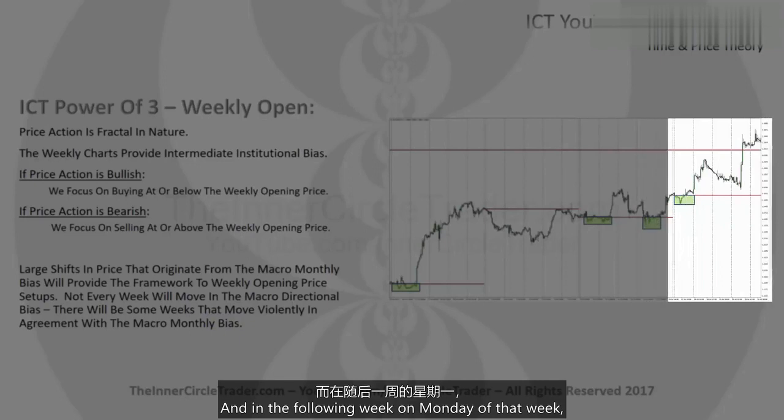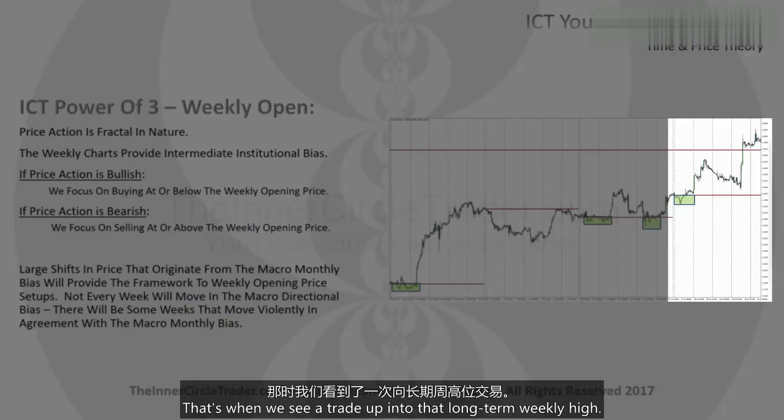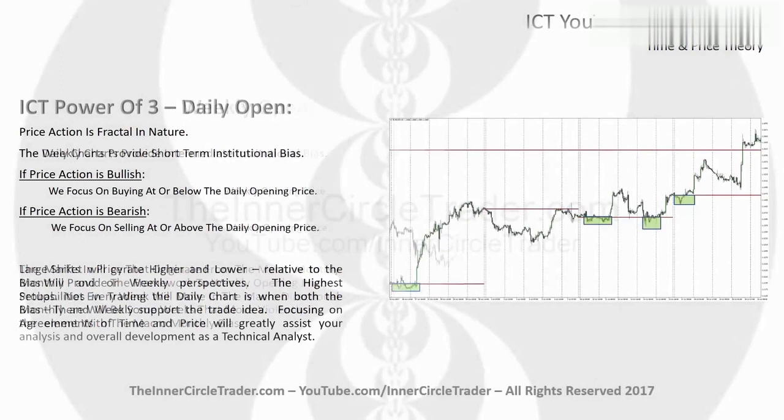And then the following week on Monday of that week, we see that it does create a very nice buying opportunity, and an explosive price movement ensues on Monday trading into Tuesday. Then during Wednesday and Thursday, there's a retracement, and then New York of Thursday has an explosive price move again, and that's when we see it trade up into that long-term weekly high.